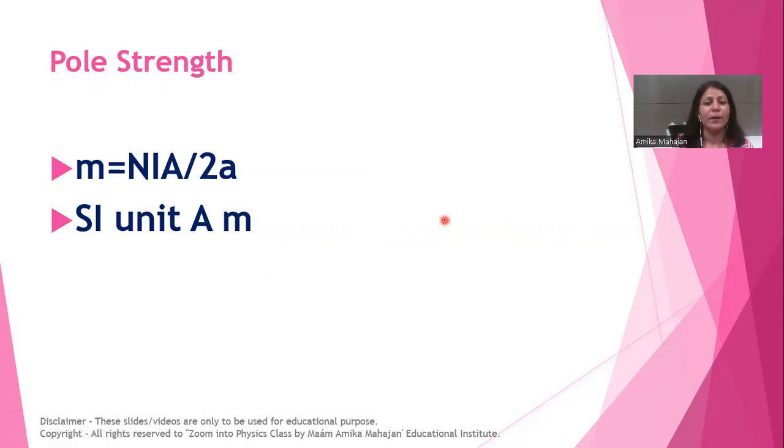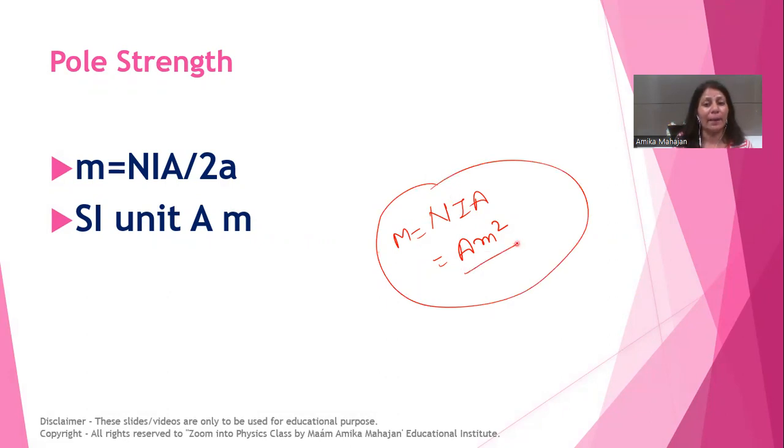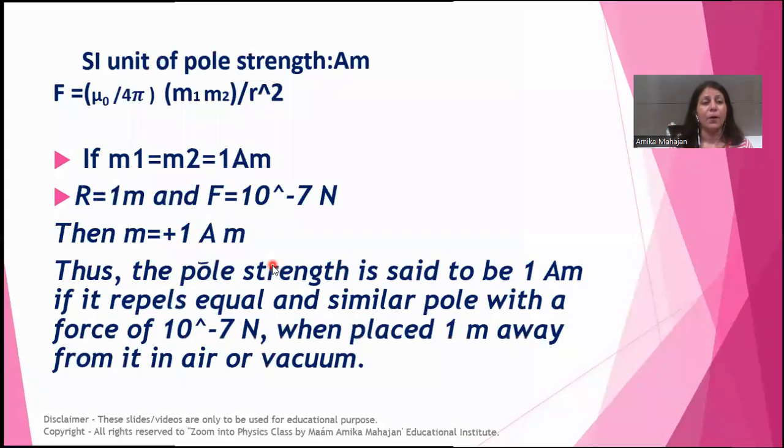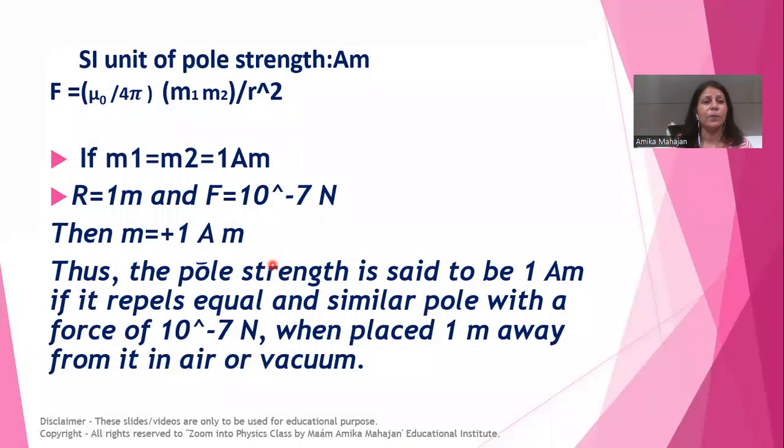And in case of dipole moment, when we talk about current loop, it was found to be NIA. So when I put SI unit, current is having ampere and area is having meter square. So dipole moment has SI unit ampere meter square, but pole strength has unit SI ampere meter. We can also define this ampere meter.